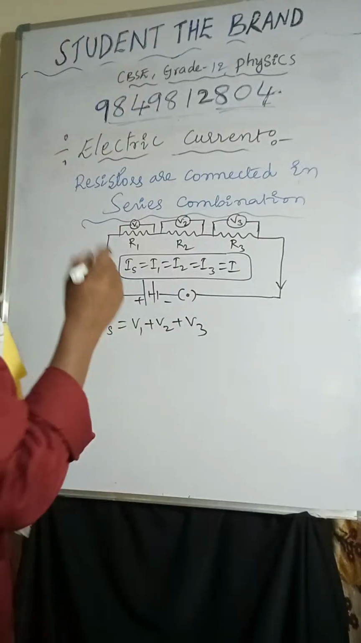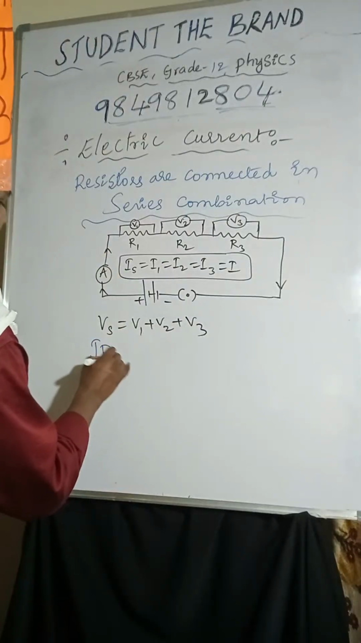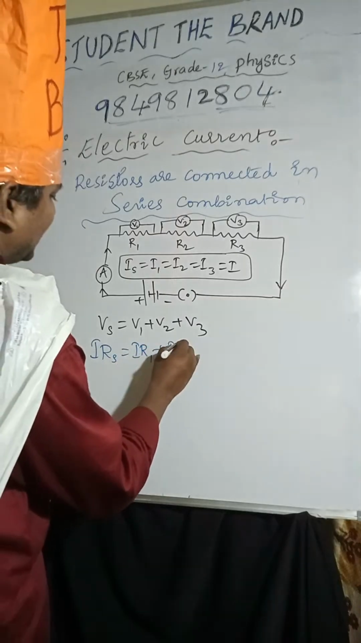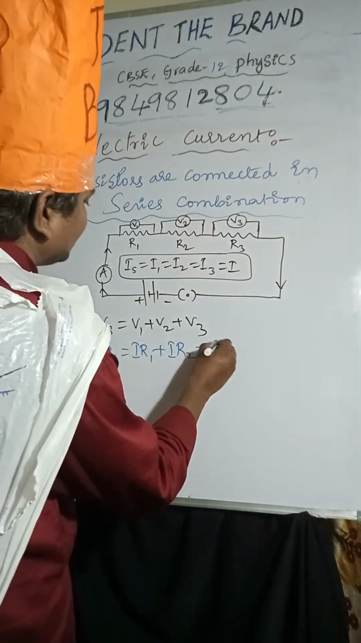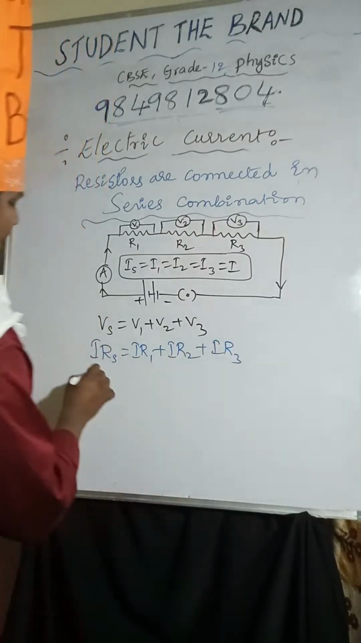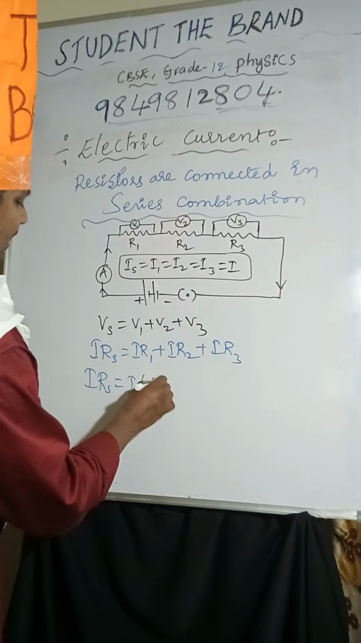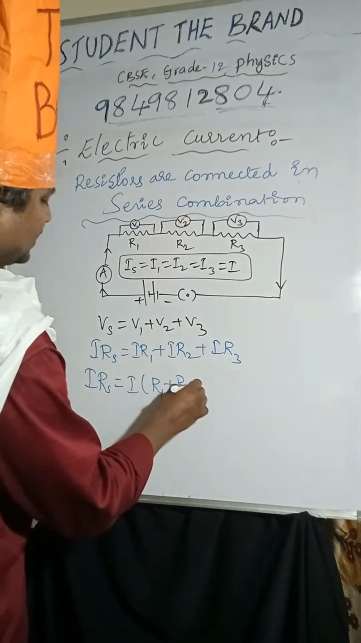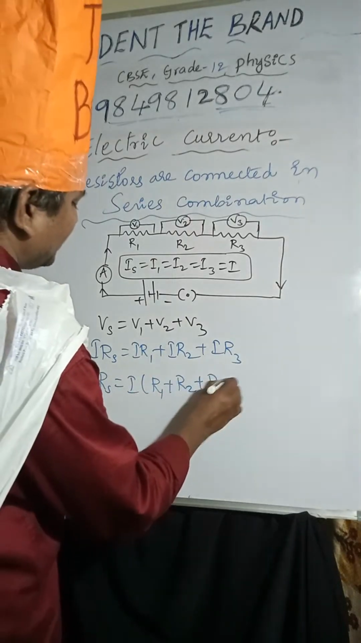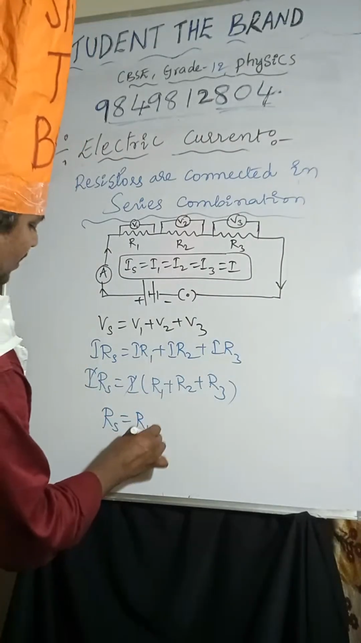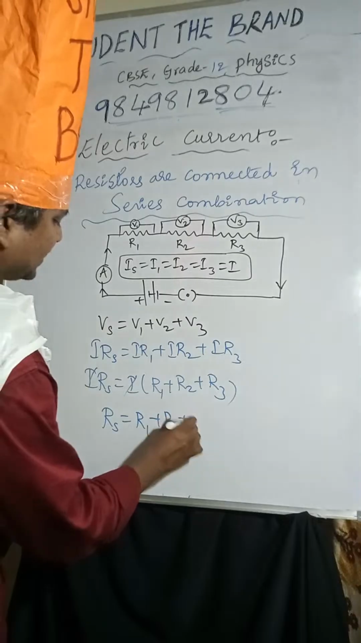So IRs equal to IR1 plus IR2 plus IR3. So I am taking I common. IRs equal to I, if you are taking common, R1 plus R2 plus R3. So I get cancel, Rs equal to R1 plus R2 plus R3.